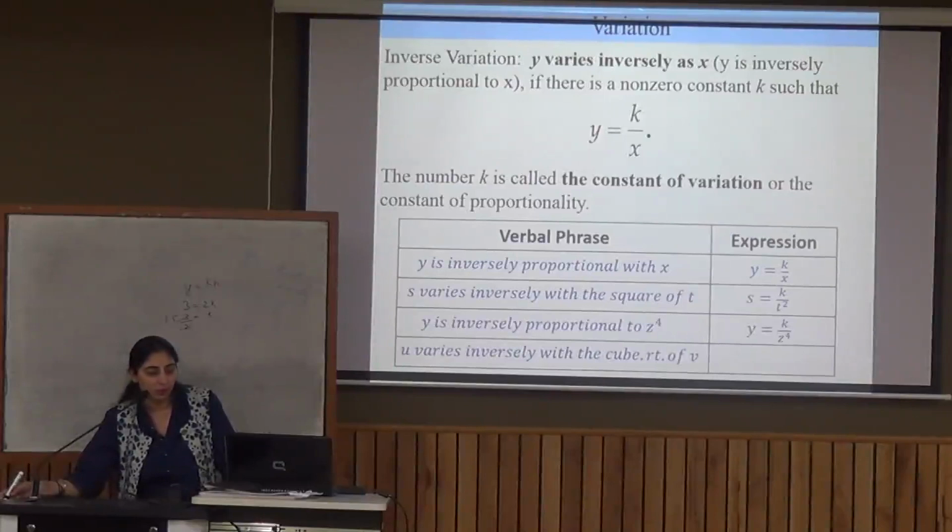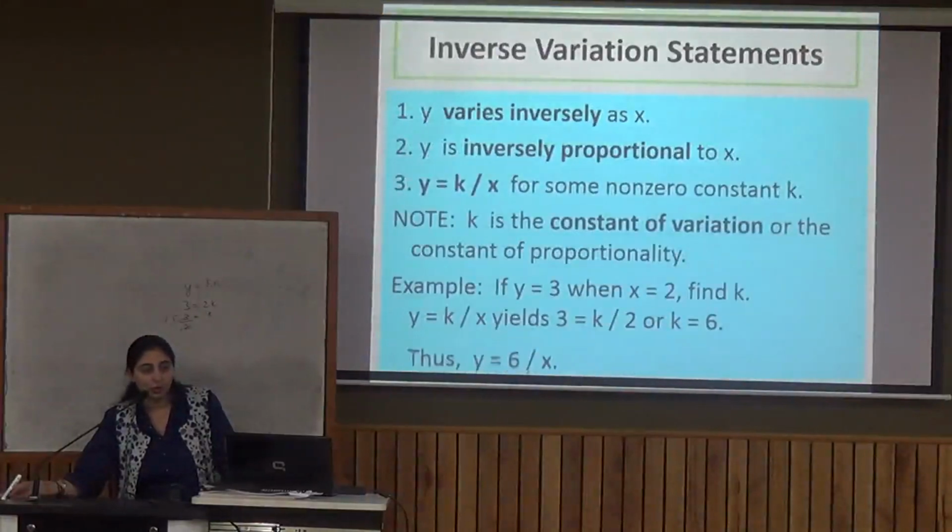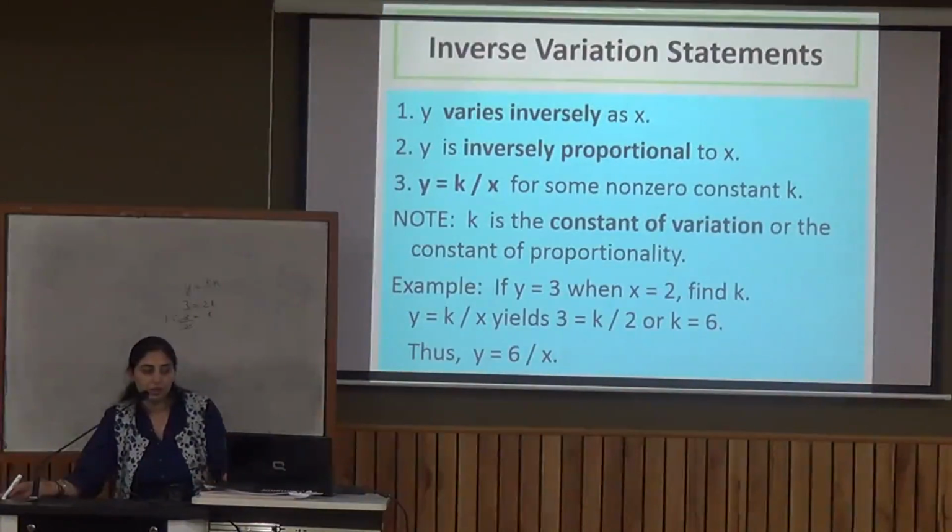Again, we can say that u varies inversely with the cube root of v. So we can write it in the form of u is equal to k upon the cube root of v, where again k is a constant of variation. So what do we sum up with the inverse variation statement? An increase in one would have a decrease in the other. They are adversely related to each other. We can always express it in the form of y is equal to k upon x.